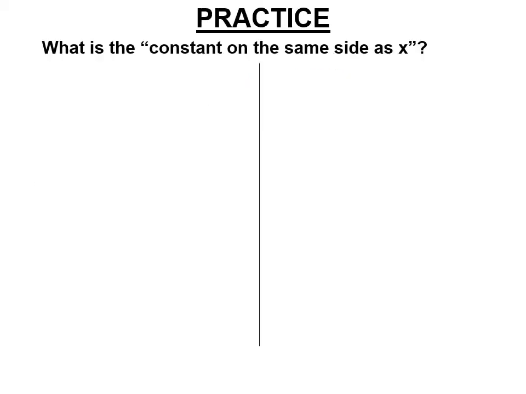So let's practice. What is the constant on the same side as X? Here it's 13, here it's 3. Right? The coefficient on the one on the left is 6, the one on the right is 2, but the constant on the same side of X moves with X.